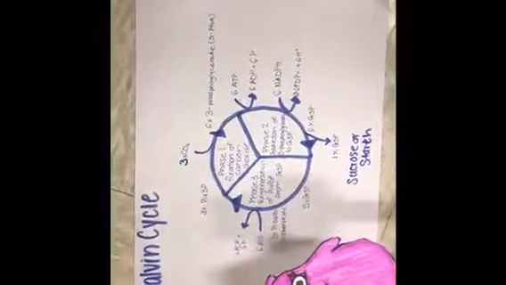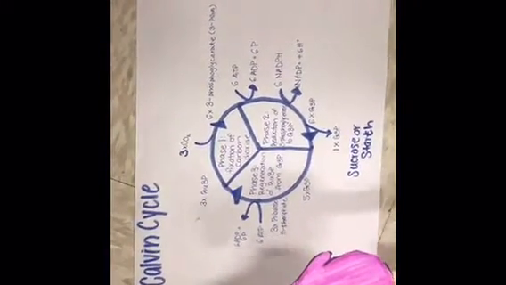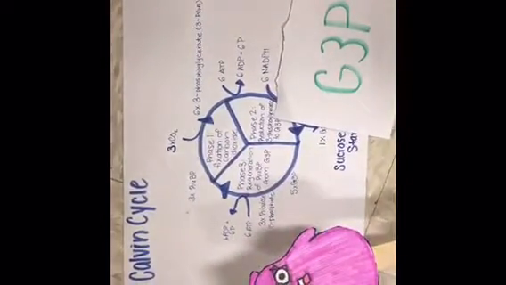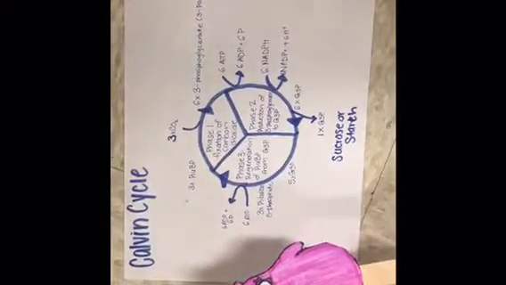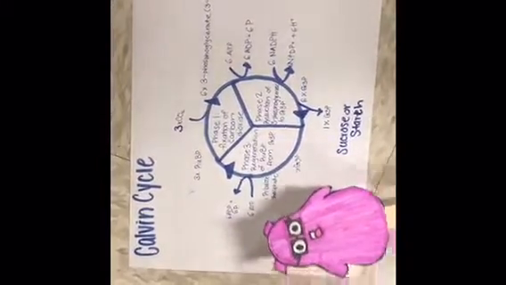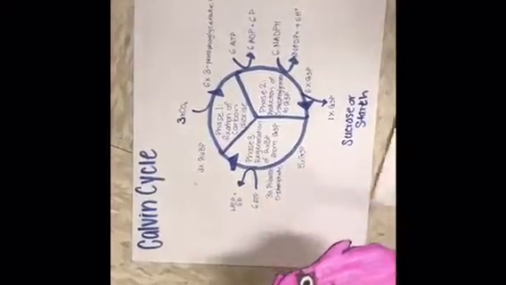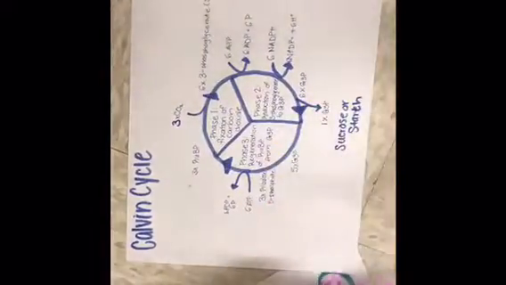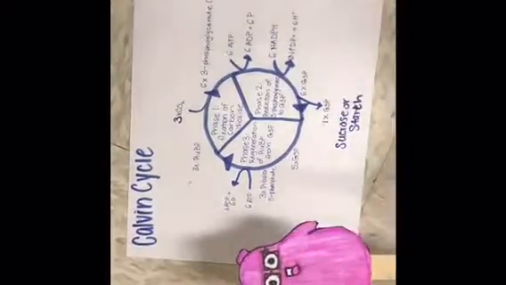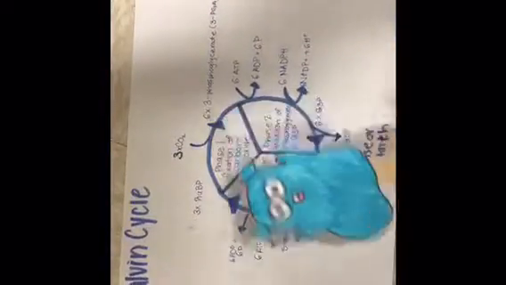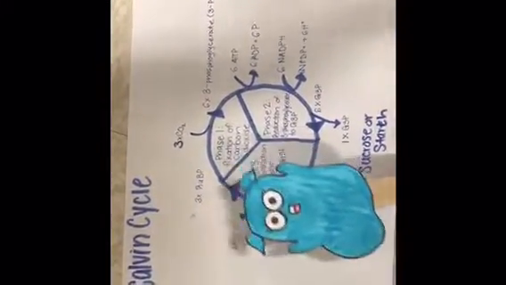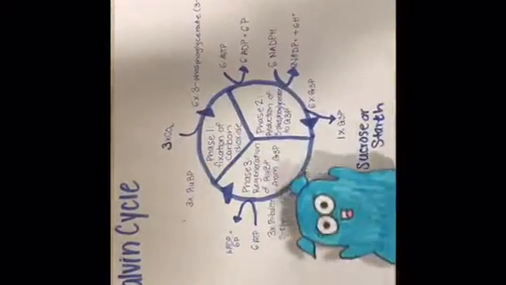Phase 3, the regeneration of RuBP from G3P. First, the 5 G3P left over from phase 2 is taken. Then 3 ribulose 5-phosphate. And then 6 ATP is changed into 6 ADP and 6P. That's the end of the Calvin cycle, folks. Also, fun fact, guys, the Calvin cycle gives off two products, 3 RuBPs and G3P, which is sucrose or starch.